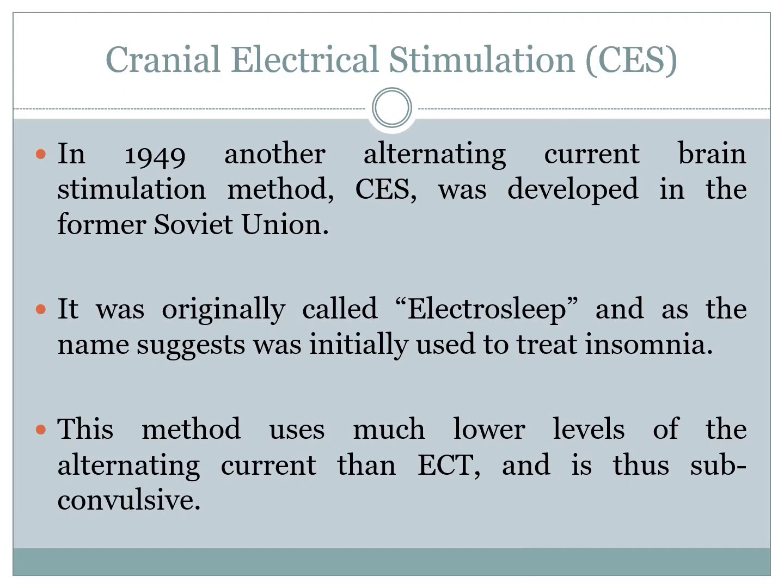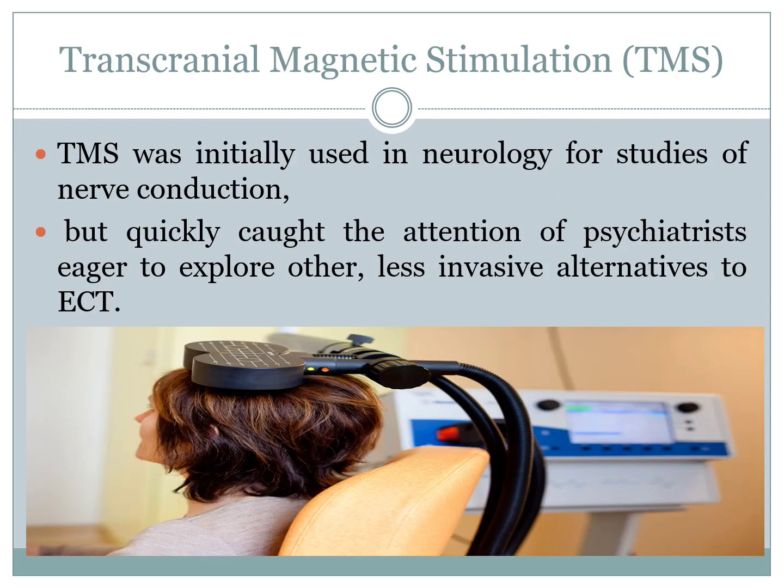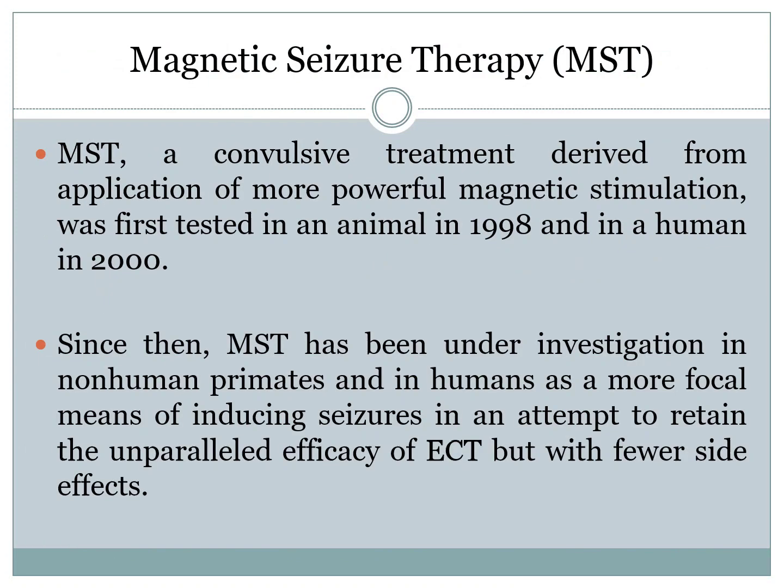CES is usually called electrosleep. The current passed through this device is much lower than in electroconvulsive therapy, so this induces only sleep. This is the device. Transcranial magnetic stimulation, known as TMS, and this is magnetic seizure therapy. Magnetic seizure therapy means the seizure is induced by high powerful magnetic stimulation.